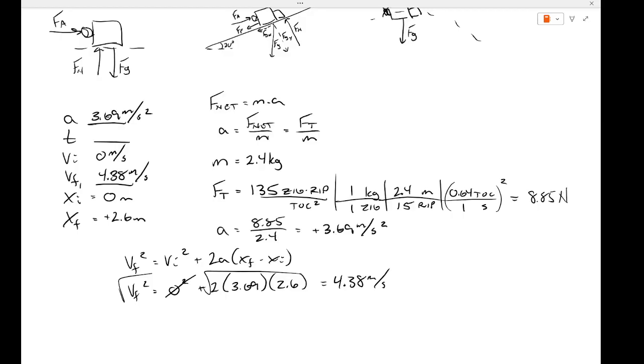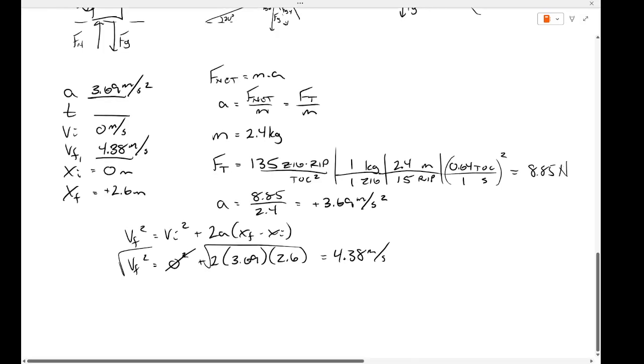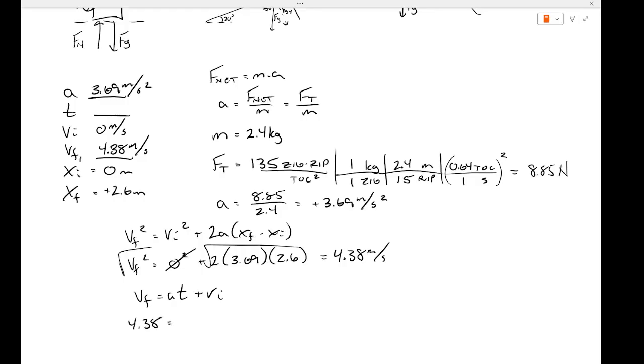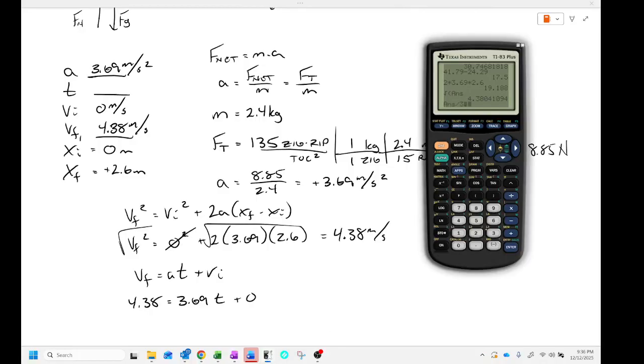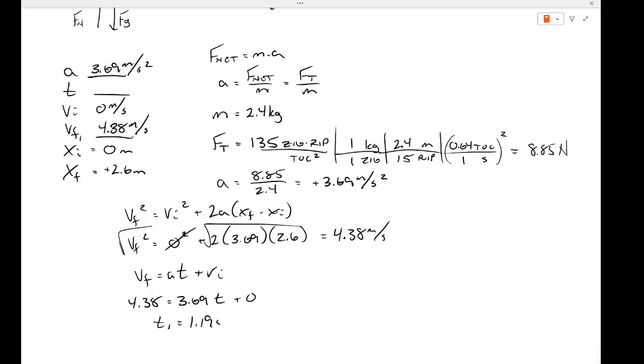Now, we are going to graph some things, so I might as well find the time. If I know the final velocity, the initial velocity and the acceleration, I know that v final is at plus v initial. If I'm finishing at 4.38 meters per second with an acceleration of 3.69 meters per second squared, plus my starting velocity, then dividing that final velocity by the acceleration gives the time it took, which is 1.19. T1 is 1.19 seconds. Not asked for, but we'll use that later in our graph.